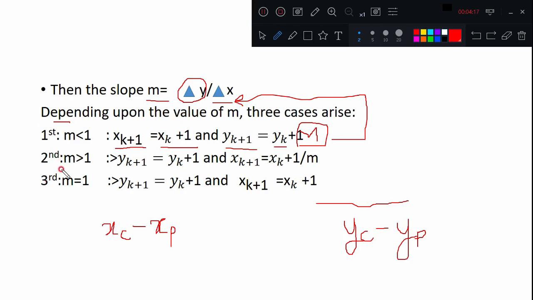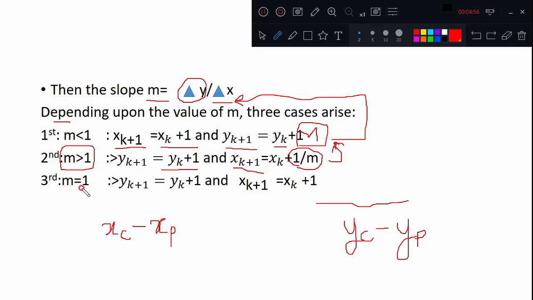The second case is when we have m greater than 1. In this case, our current value of y is equal to the previous value of y plus 1, and the current value of x is equal to the previous value of x plus the reciprocal of the slope obtained here.